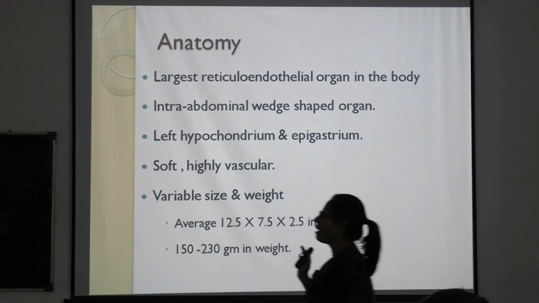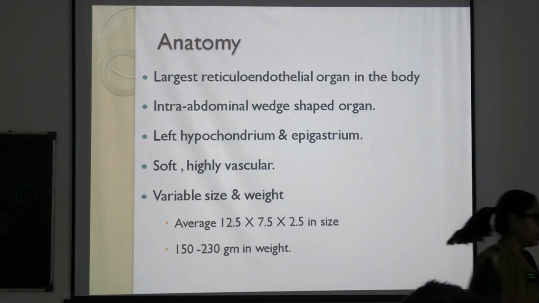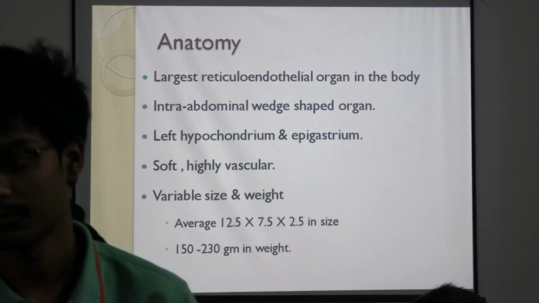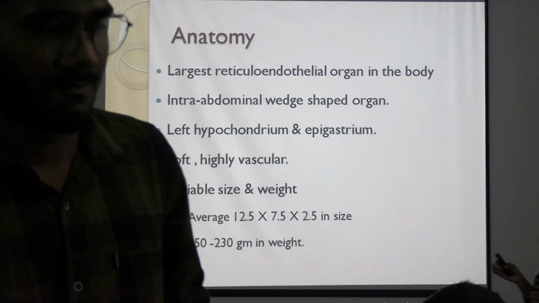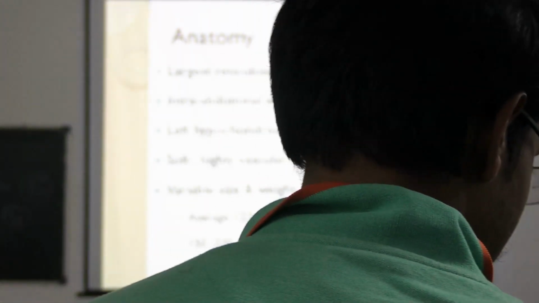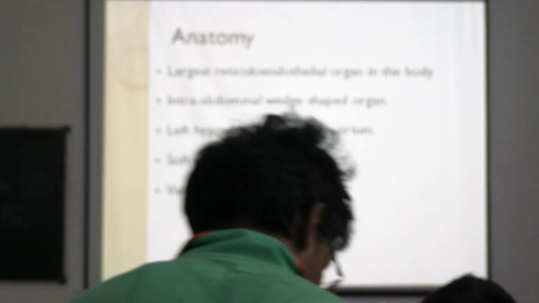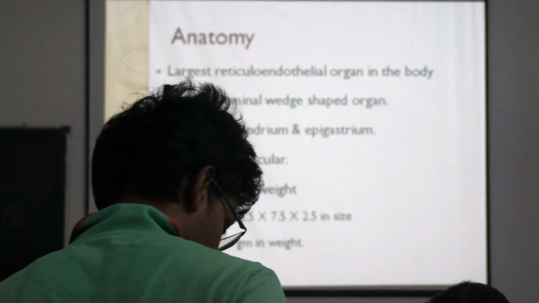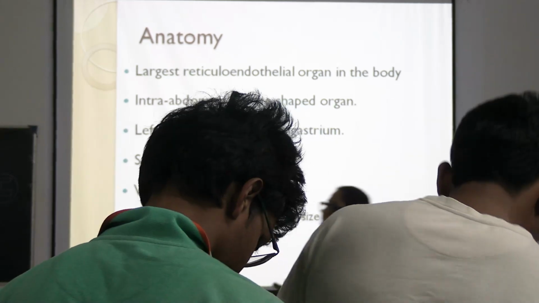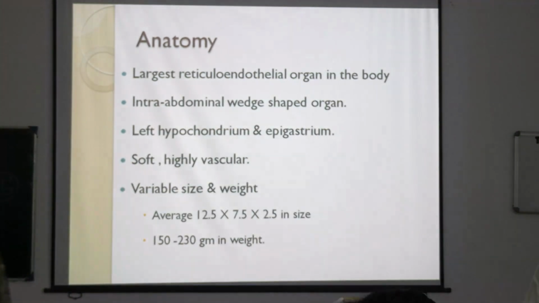In some books it's 150 to 200. Somewhere it's also written 150 to 250. Okay, 150 to 250 grams, right? There's a term called massive splenomegaly. I'll just tell you here itself. So that we call a splenomegaly as massive splenomegaly when the weight is more than 1000 grams.